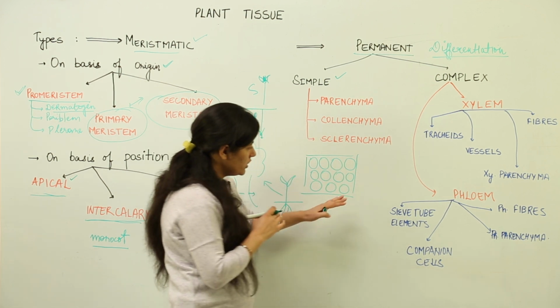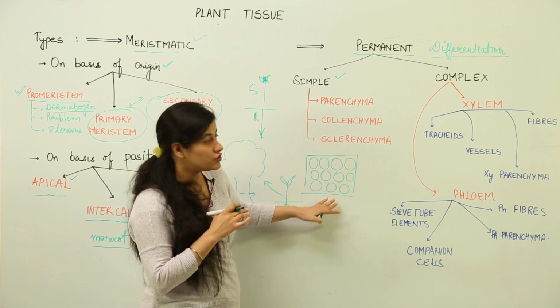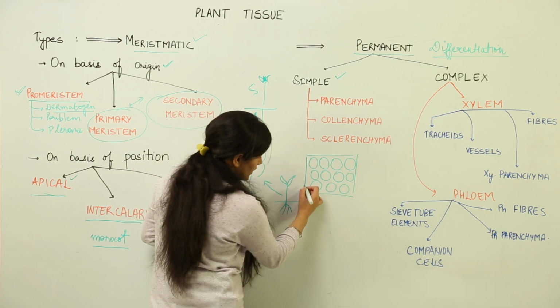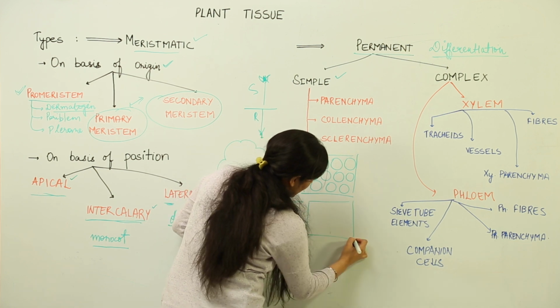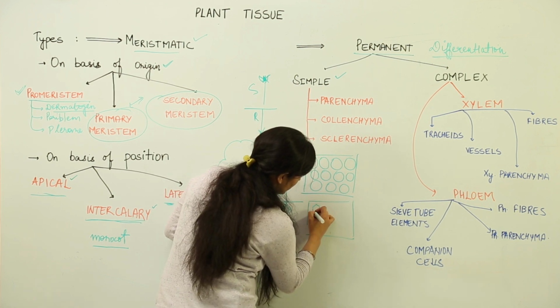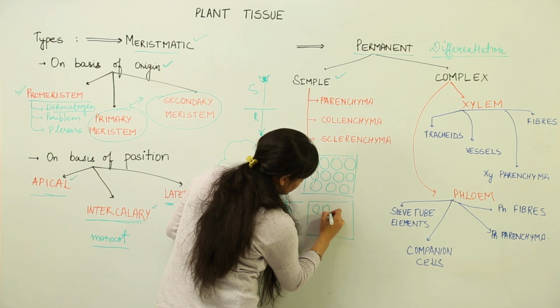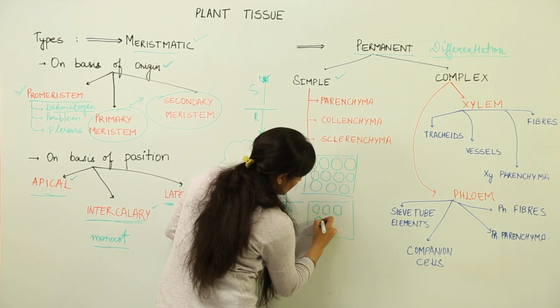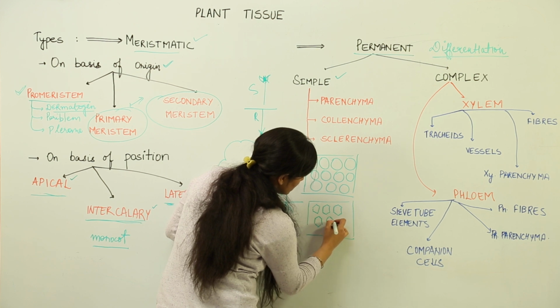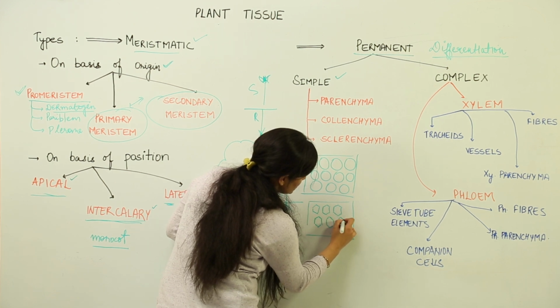There would be no distinction in the structure of cells which form the tissue. Supposedly these are isobilateral cells. Over here I am making hexagonal cells, so all of them would be hexagonal. Such a tissue arrangement would be known as simple permanent tissue.